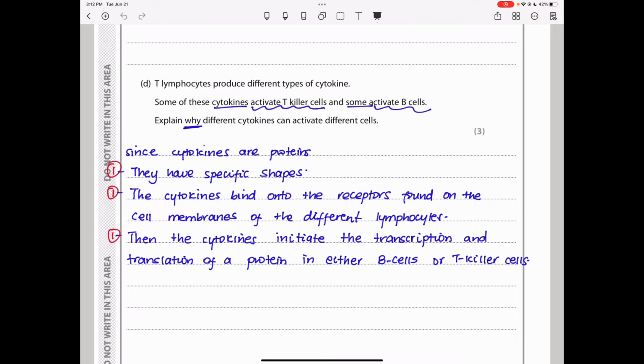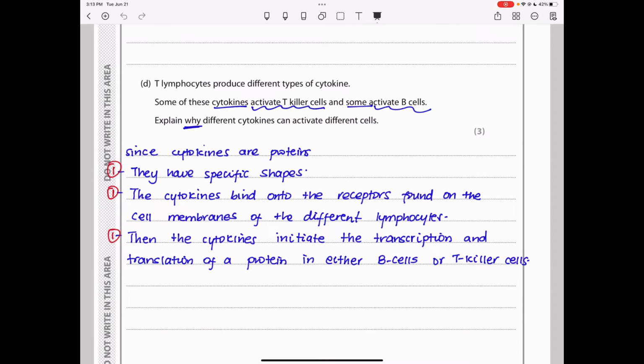So we need to have cytokines that have complementary receptors, or whose binding sites are complementary to the receptors found on the cell membranes of the cells these cytokines have to activate. So I said they have specific shapes, and the cytokines bind onto the receptors found on the cell membranes of the different lymphocytes. So then the cytokines initiate transcription and translation of the protein in either B cells or T cells.